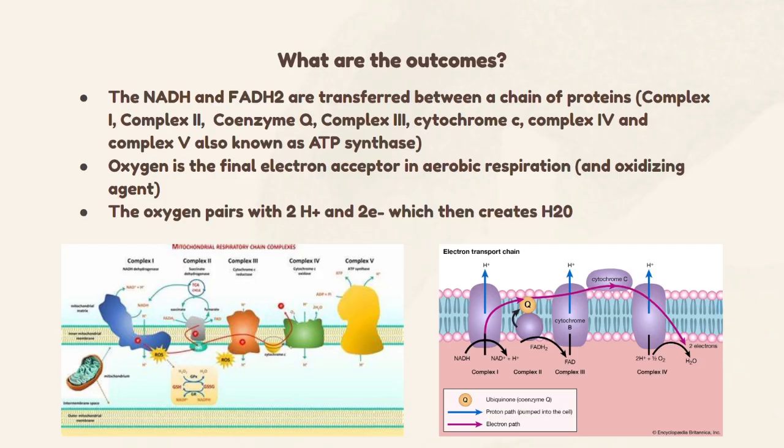Now, what is our outcome? Both the NADH and FADH2 are transferred between complexes 1, 2, 3, 4, and 5, in which the fifth complex is also known as ATP synthase. Oxygen is the final electron acceptor of these protons and will create a byproduct of water. The proton gradient will also allow for the ATP synthase membrane to produce ATP energy.